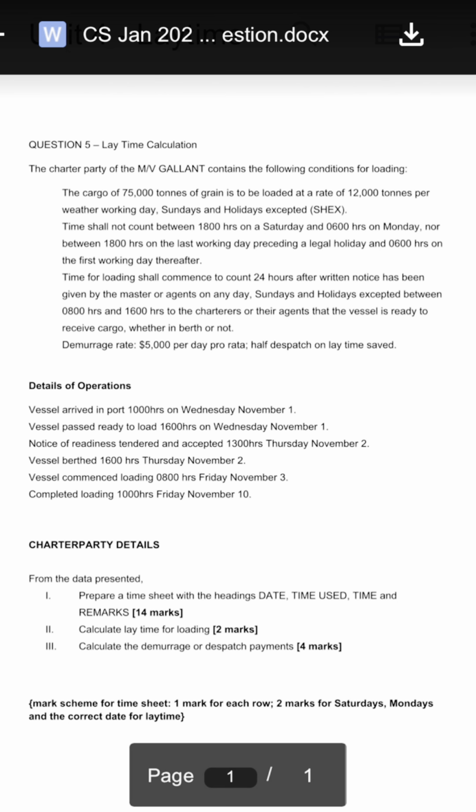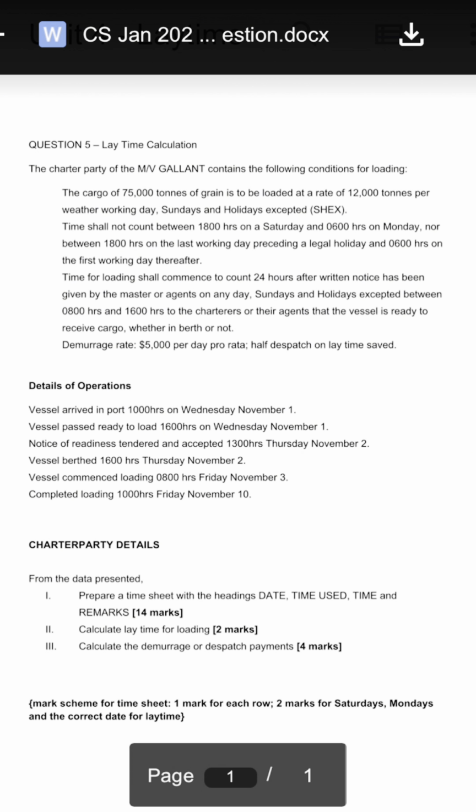Let's get into this laytime calculation question. Just a few things I want to point out before we begin: your question could contain SHEX, which means Sundays and holidays excluded, or it could contain SHINC, which is Sundays and holidays included. Another thing that some people don't know is that the port operates on a 24-hour basis. So when calculating laytime, you should have this in mind. The port operates from 12 a.m. back to 11:59 p.m. The port operates on a 24-hour basis.